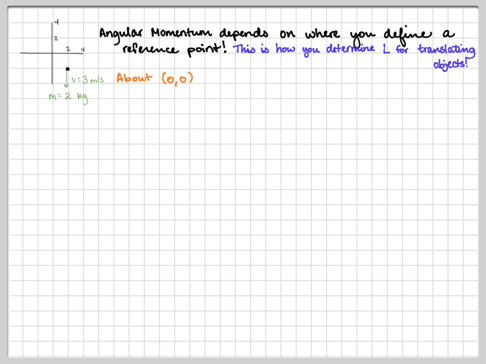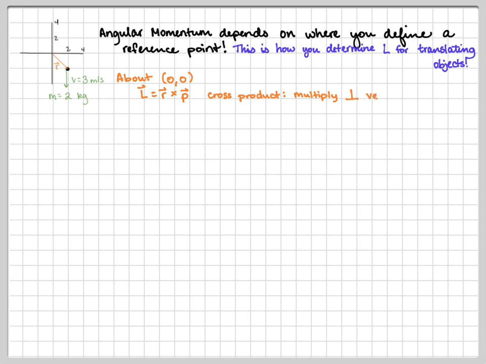And so let's consider in this scenario, we've got a 2 kilogram object traveling at 3 meters per second downwards on like a Cartesian plane. And we want to determine the angular momentum about the origin. Okay, so if angular momentum is r cross p, right, so we should draw a radius, which is going to start from the origin and go to the dot, right, the object.